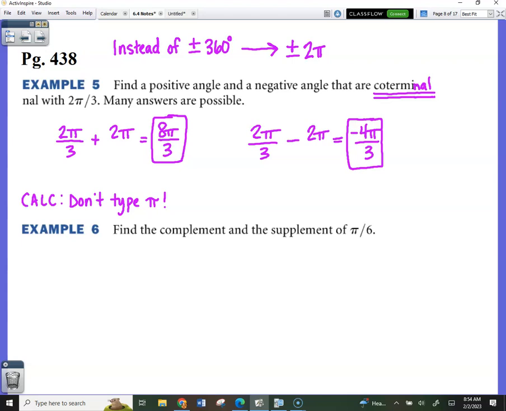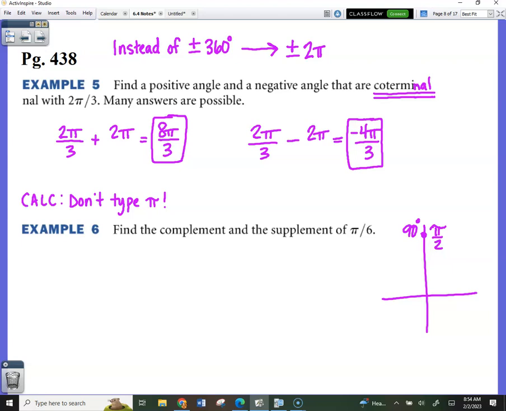Find the complement and the supplement of pi over 6. Okay, let's refresh your memory. What radian or what degree measure does this represent, if I was going in a positive angle measure? This is 90 degrees, right? Okay, what's the radian measure for it? Pi over 2. If you forgot that it's pi over 2, let me show you how to get it every time.